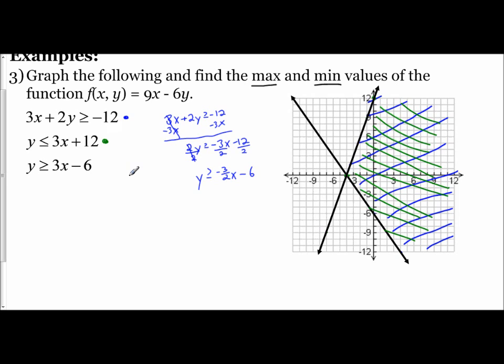And so I now need to graph that last inequality. y is greater than or equal to 3x minus 6. So you have a y-intercept of negative 6 and a slope of 3.